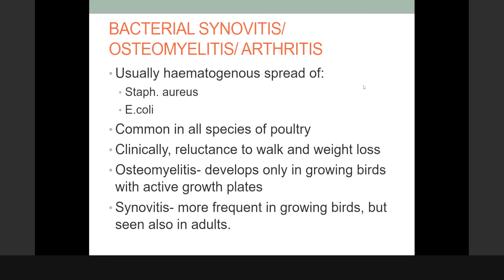I think this is the last one. Bacterial synovitis or osteomyelitis or arthritis, usually due to hematogenous spread of Staphylococcus aureus or E. coli and several other bacteria. Common in all species of poultry. Clinically, they're just reluctant to walk and lose weight. Osteomyelitis develops only in growing birds with active growth plates. Synovitis is more frequent in growing birds, but seen also in adults.